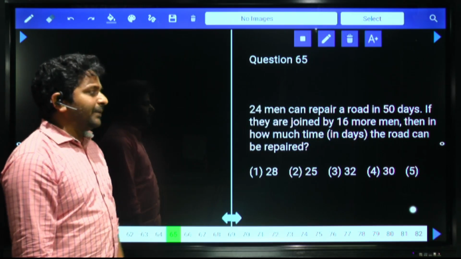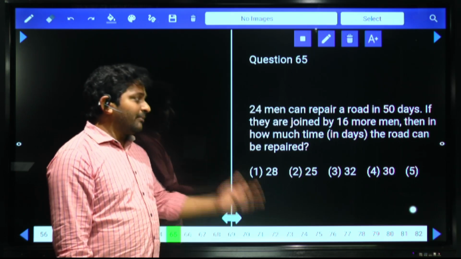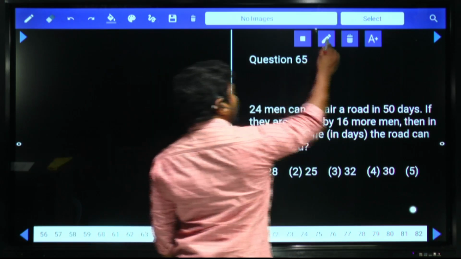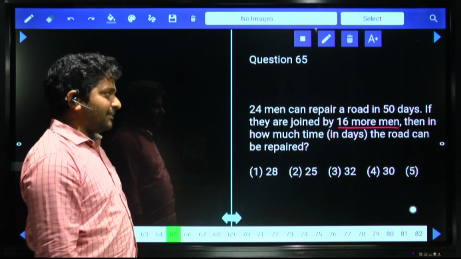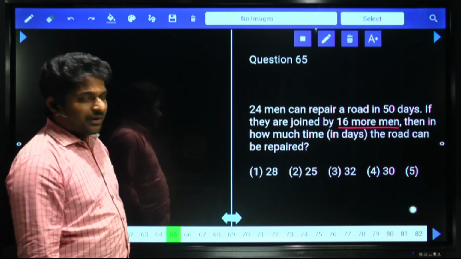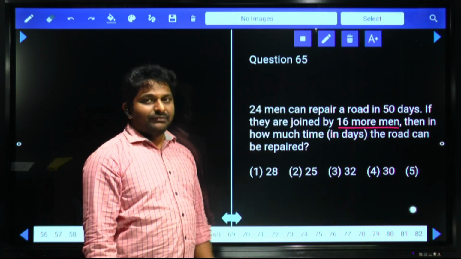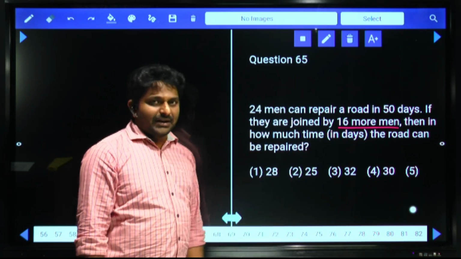24 men can repair a road in 50 days. If they are joined by 16 more men, 16 more men, this is very important, then in how many days can the road be repaired? Okay, so this is a time and work question. 24 men can do it in 50 days. After 16 people are added, in how many days will it be done?